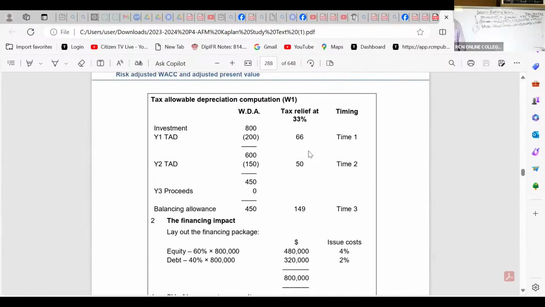So tax in this case, you can see tax, allowable depreciation computation. You can see what they have here, 6650, 149. So we have ours as 149 like that. So it's still good enough. All right. We don't want these things of timing now. We hate them.